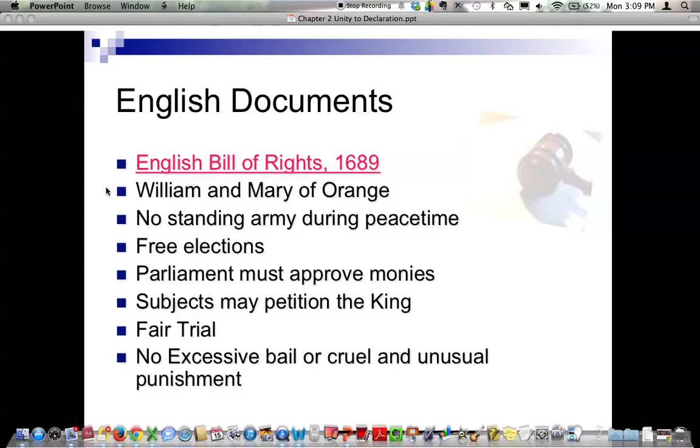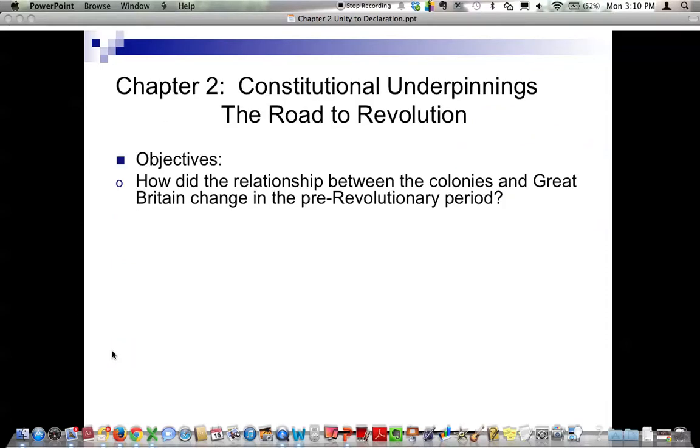No standing army during peacetime. They wanted free and fair elections. The Parliament had the right to approve any money being spent. Subjects may petition or address the king, a right to a fair trial, and that punishment should fit the crime, and that there should be no excessive bail or cruel and unusual punishment. These are 3 of the documents that we borrowed heavily from when they were writing the Constitution.